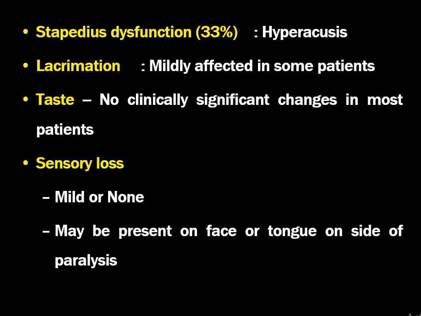Stapedial dysfunction occurs in around 33% of people, leading to hyperacusis. Lacrimation will be mildly affected in some patients. Taste: there will be no clinically significant changes in most patients because the chorda tympani supplies only the anterior two-thirds of the tongue, one side. Therefore, around 66% of the tongue will have supply from the opposite side, so there will not be much taste disturbance in most patients. Sensory loss shall be mild or none. It may be present on the face or tongue on the side of paralysis, either right or left.